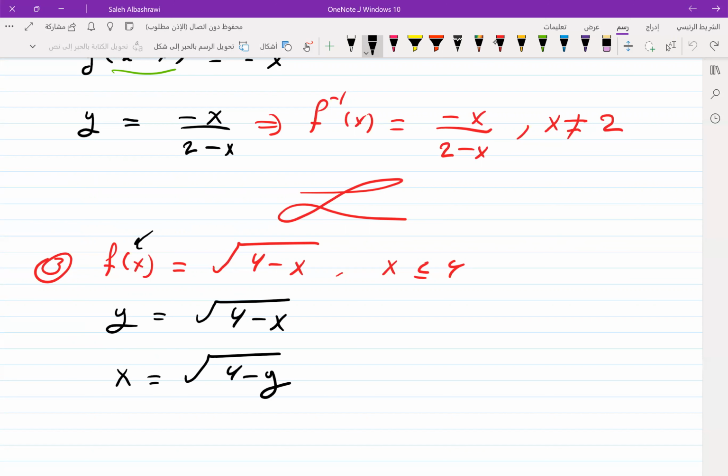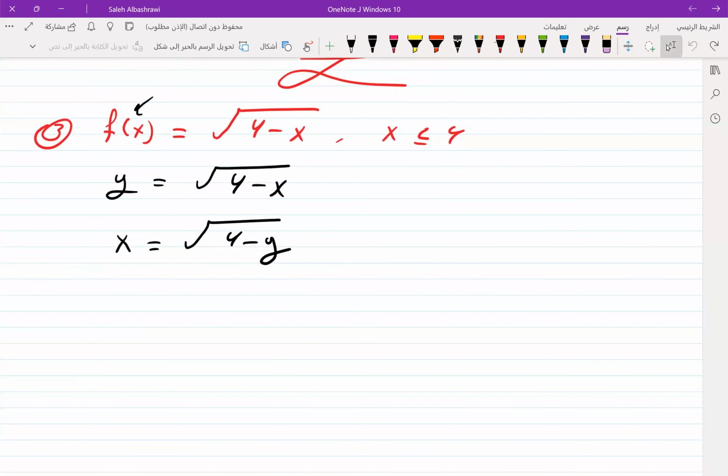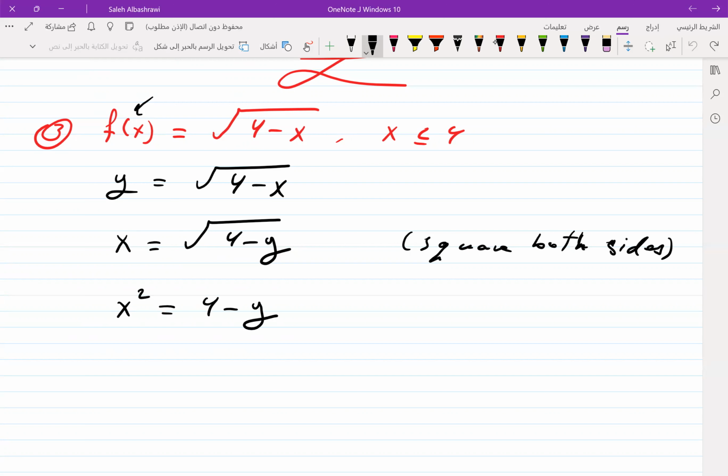Now I need to solve for y. I have x equal to square root of 4 minus y. To solve for y, I have to square both sides. I will have x squared equal to 4 minus y.